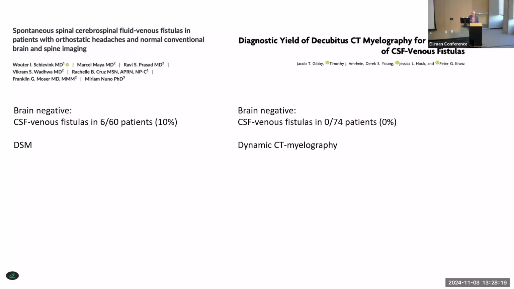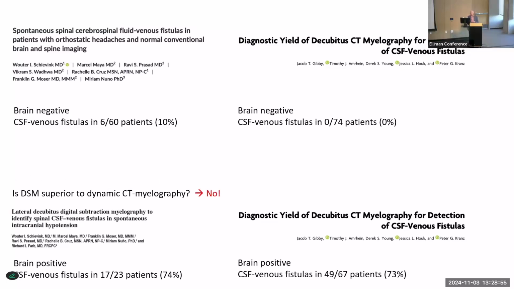Specifically, when we compared our reports using digital subtraction myelography to the reports from Duke using dynamic CT myelography, both done mostly in the lateral decubitus position, there was quite a bit of a difference, right? So we found it in 10%. Dr. Kranz found it in 0% in this limited time that these studies were performed. So you might say, well, obviously DSM must be superior to dynamic CT myelography, but that's definitely not the case, because when we look at patients who we know must have a fistula, right, so people who have no extradural CSF, but a positive brain MRI, the yield is almost identical. It's 74 versus 73%. So that's not the reason why. So there must be a different reason.